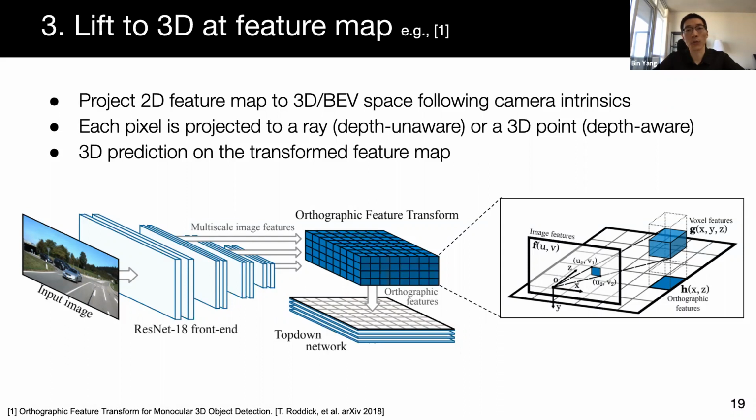Instead of lifting to 3D at the input or output level, we can alternatively lift to 3D at the feature level in order to achieve a better trade-off between exploitation and computation. Specifically, a 2D ConvNet is first applied on the camera image to extract 2D image feature maps. The pixels in the 2D feature map are then converted to 3D space as a 3D point or array, depending on whether the associated depth is known or not. After feature map transformation, the resulting 3D feature map is then used to output 3D detections.